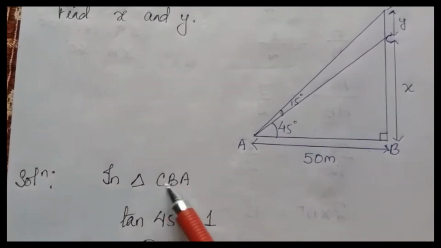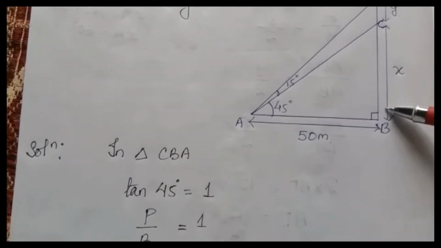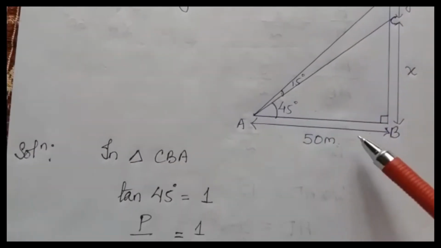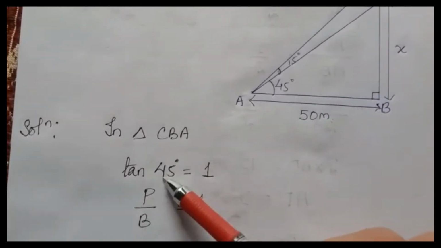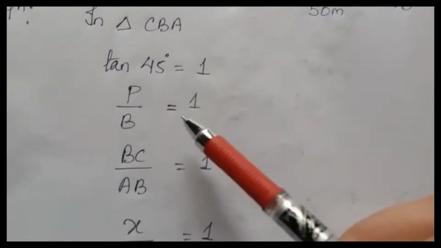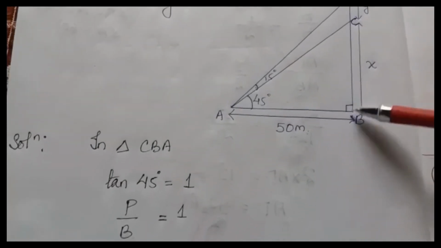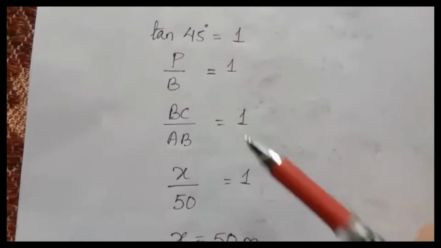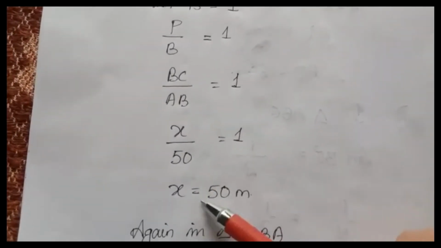So in triangle CBA, what do we have to find? We have to find the value of x, perpendicular. Base is given, so we can use tan theta equals perpendicular by base. Tan 45 degrees, this is 45. The value of tan 45 is 1. 1 equals perpendicular by base, perpendicular is BC, base is AB. So x by 50 is equal to 1. So x is 50 meters. Now we got the value of x.